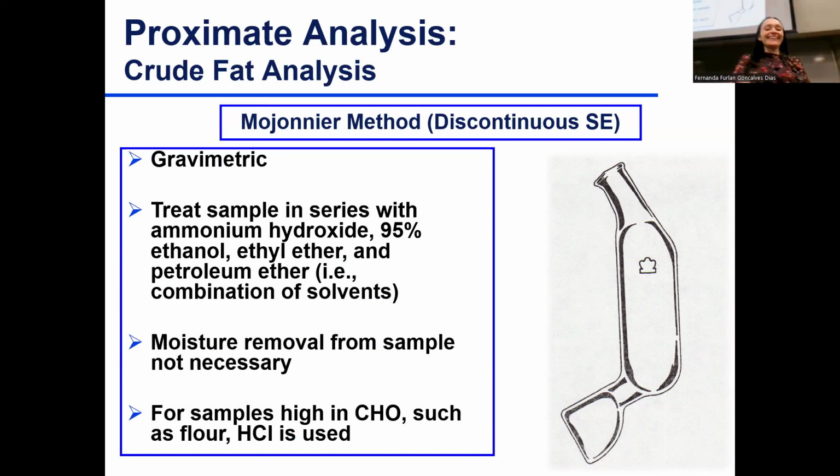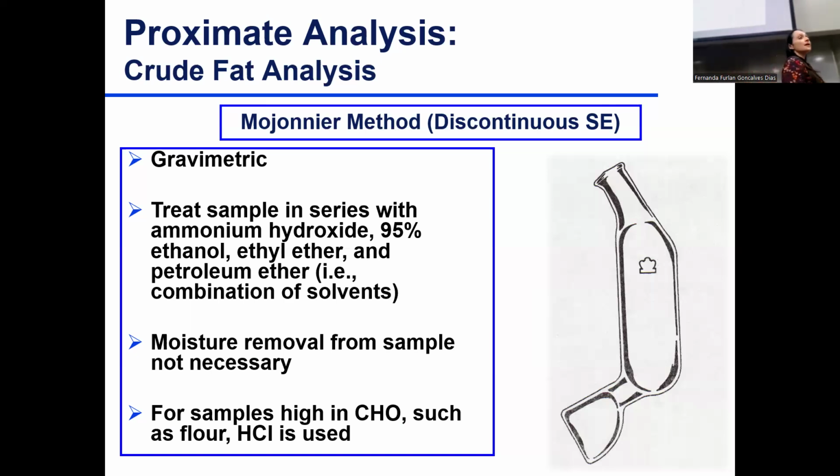It's also a gravimetric method. You treat samples in series, depending on the method, but usually you use ammonium hydroxide to solubilize all the protein. Ethanol is to avoid clump formation, because you can have clumps if you have too much protein. Ethyl ether and petroleum ether, remember, two different polarities. We are extracting everything. And we don't need moisture removal because we are hydrolyzing.